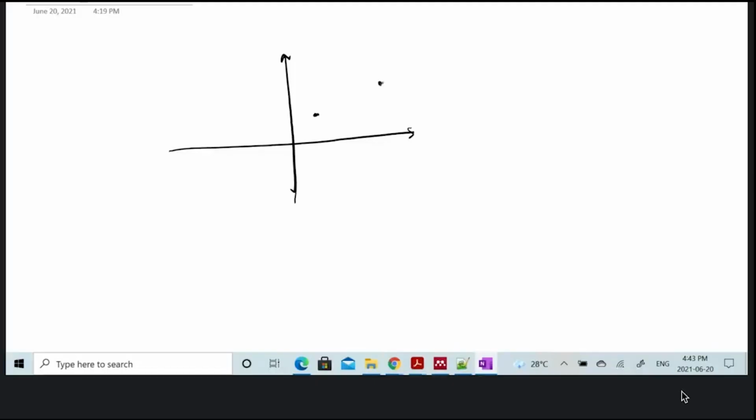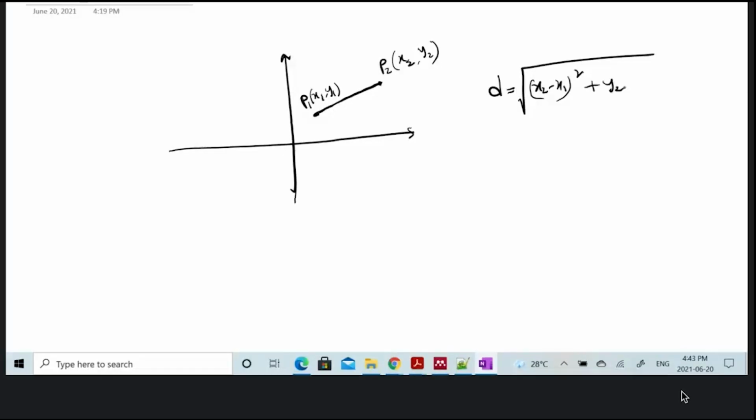Then we also saw how to allocate points there. Say we have one point P1 with x1, y1 as a coordinate and another point P2 with x2, y2 as a coordinate. We know how to allocate the points, as well as how to find the distance between them. The formula we use there is d equal to the square root of (x2 minus x1) whole squared plus (y2 minus y1) whole squared. So if you know the coordinates of any 2 points, you can just apply this formula to find their distance.